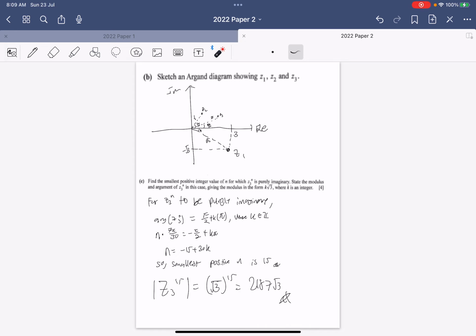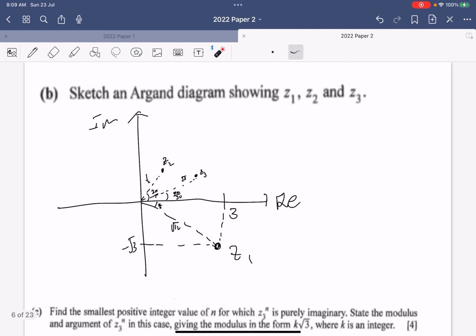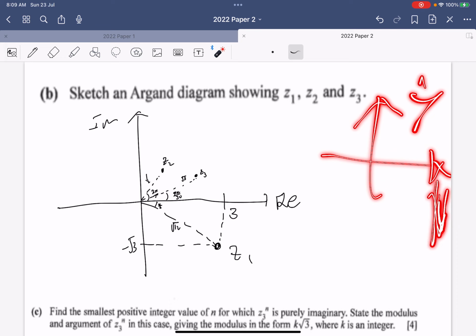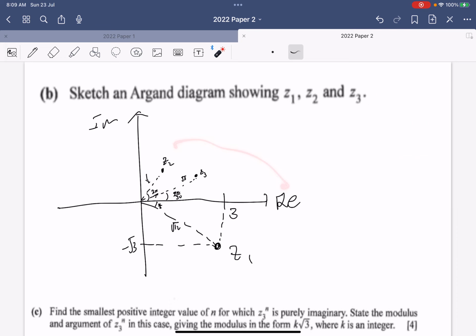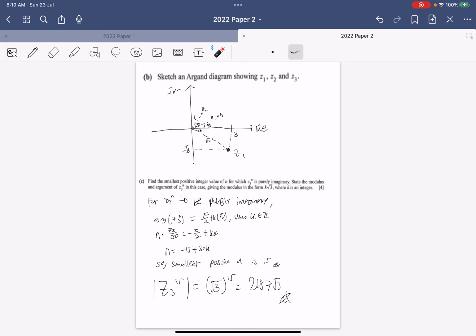Moving on, we now want to sketch the Argand diagram showing z1, z2, and z3. So the Argand diagram is just basically like when you draw a graph with x and y, but here this is the real, this is the imaginary. That's about it. And you're drawing it like you draw vector points. So you just need to draw this, label the length, label the angle. And similarly for the rest. This shouldn't be too hard. If you have any questions, just leave it in the comments.